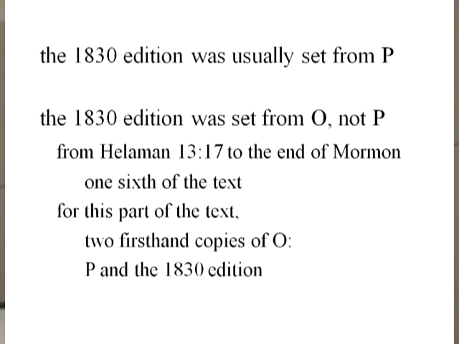The reason this is important for the text is that for Helaman 13, basically to the end of Mormon, there are 2 first-hand copies of the original manuscript. We have very little of the original manuscript remaining here, just a small percentage. But we have 2 first-hand copies, which basically means that if they agree, the printer's manuscript and the 1830 edition, then that's probably what the original read. If they disagree, one of the readings is probably the correct one. But that becomes a difficult problem sometimes, trying to determine which one might be the correct reading.